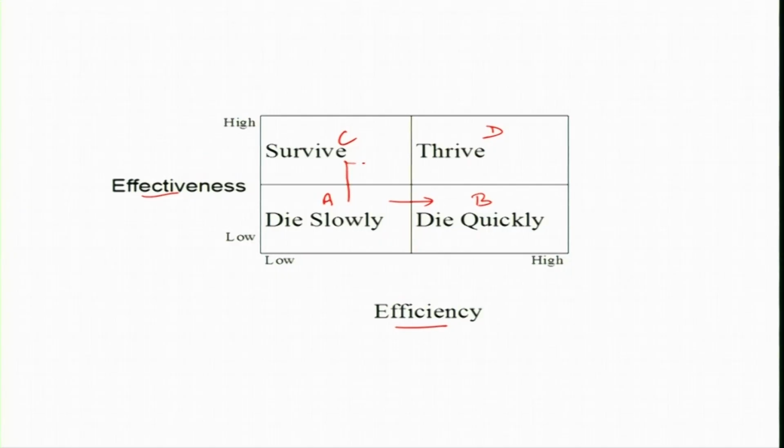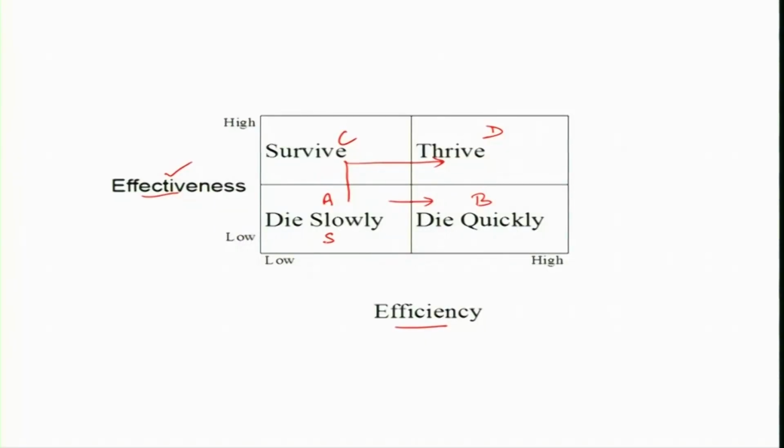So, I should first improve my effectiveness, that means I look at the products and services which I am producing, they should be relevant for the market in which I am feeding. And once I am able to improve my products and services, the effectiveness, then I should work on improving the efficiency of my system, and that is how an organization can move from a sick organization to a thriving organization.